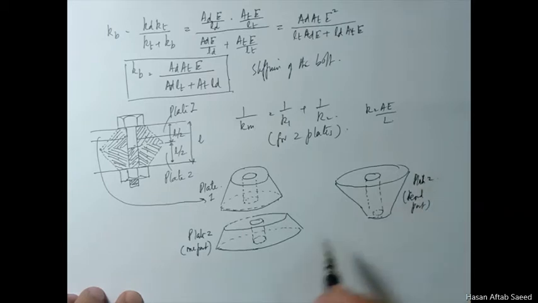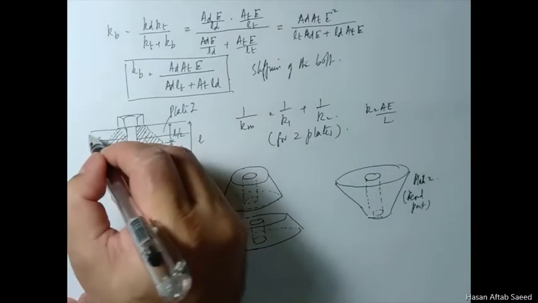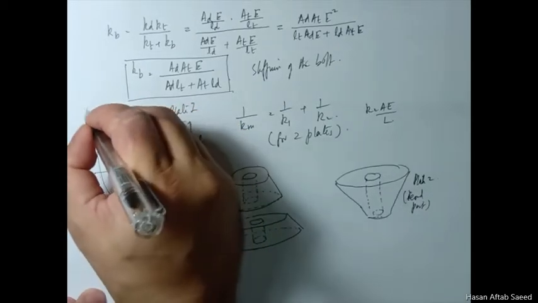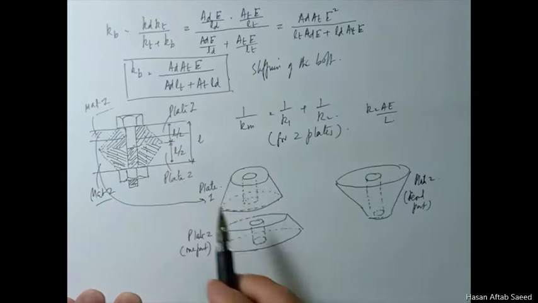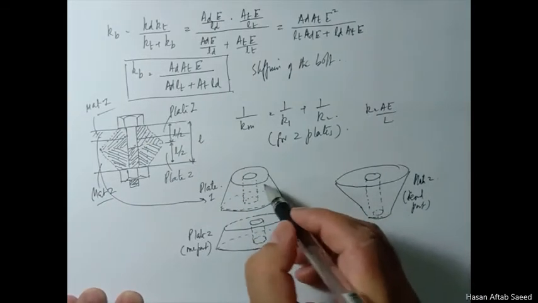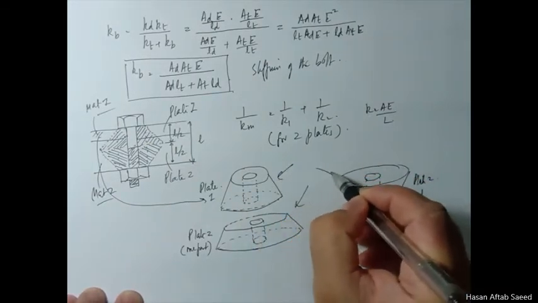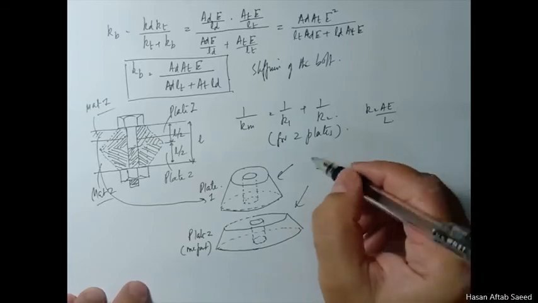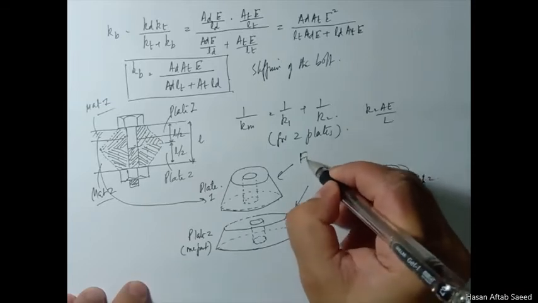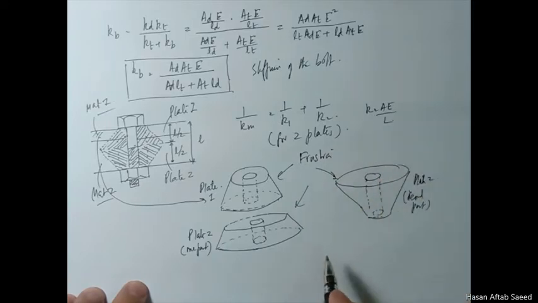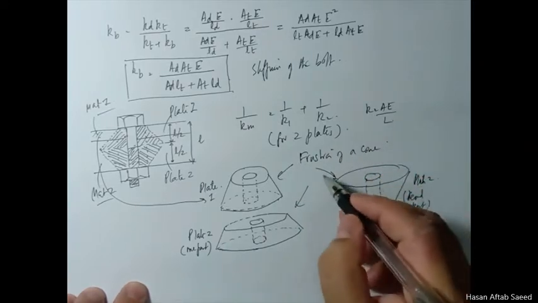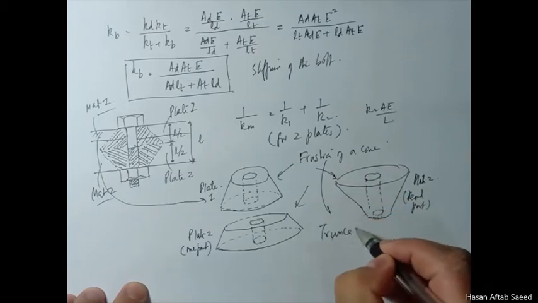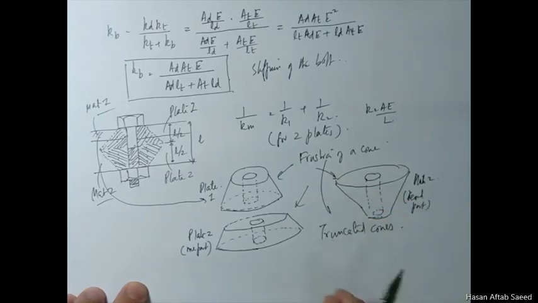plate 2, second part. So actually if you have this kind of a situation and you have different materials, material 1 and material 2, then you'll have to consider these three figures, and these are actually frustra of cone, or truncated cones.